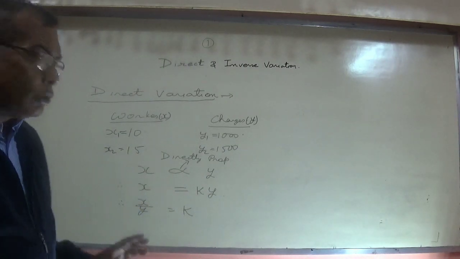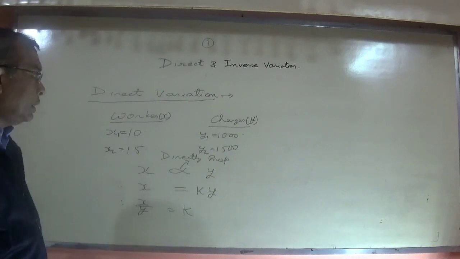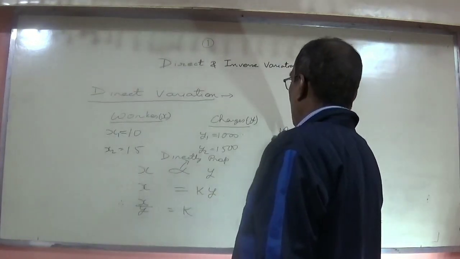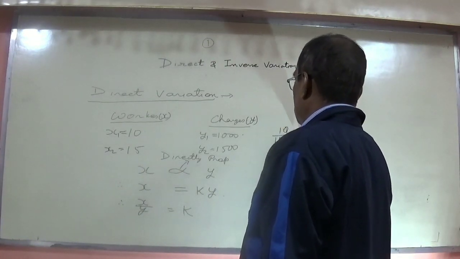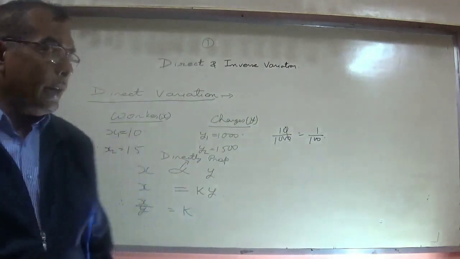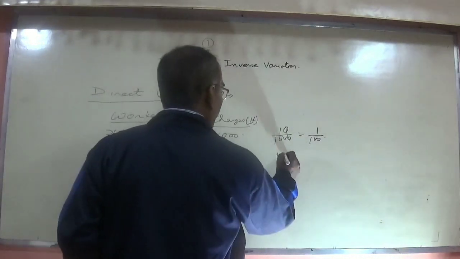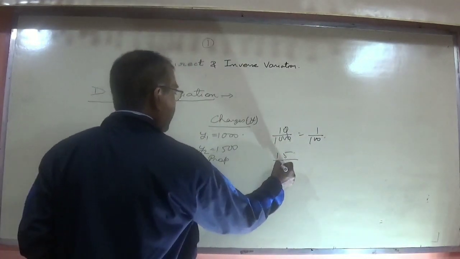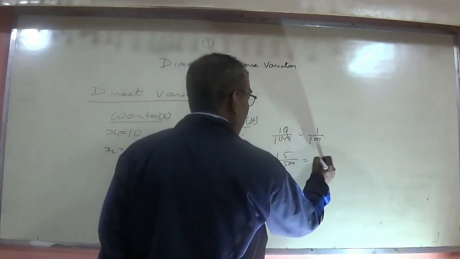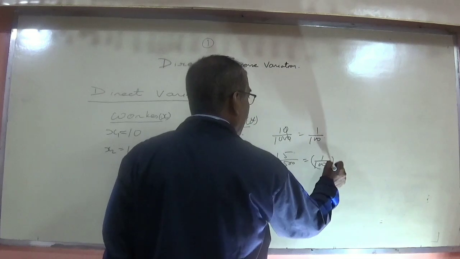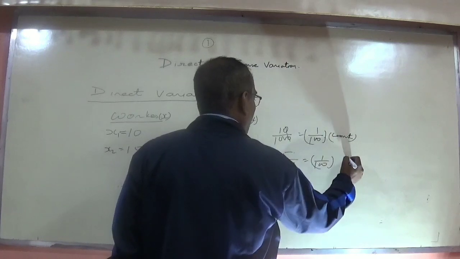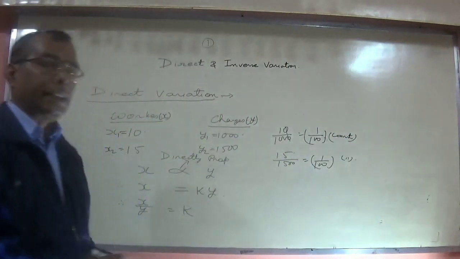Is it clear? Now the question is, what is this k? Now listen, what examples I have taken here. When x1 is 10 and y1 is 1000, then how much is it coming? 1 by 100. When x2 is 15 and y2 is 1500, then how much will come? It is 1 by 100. So I am finding that these things are constant. This is that k.